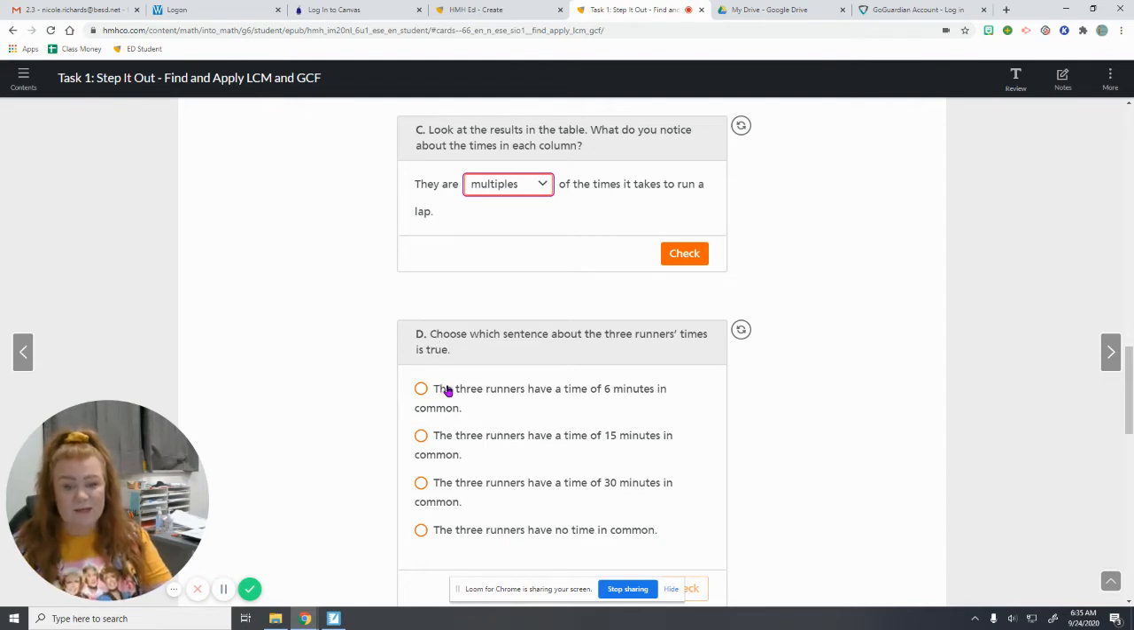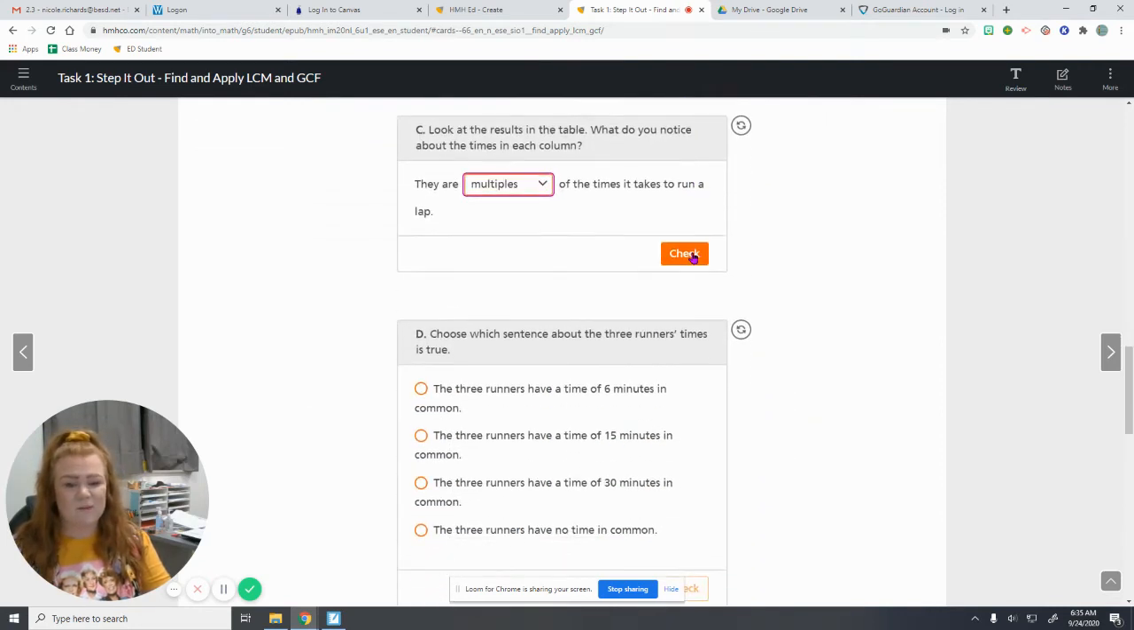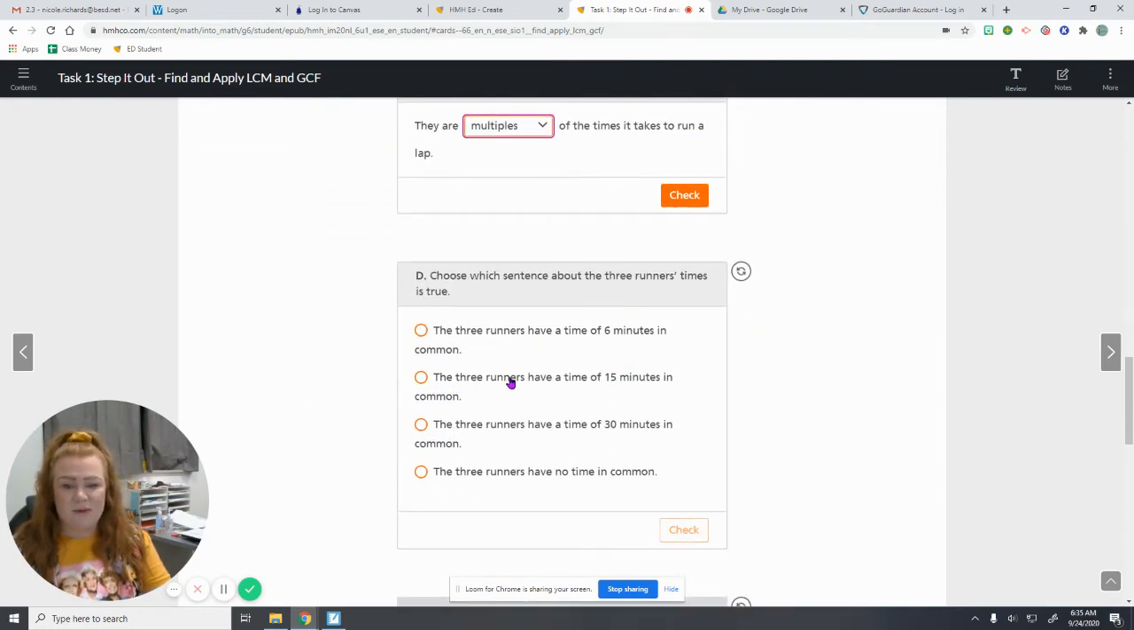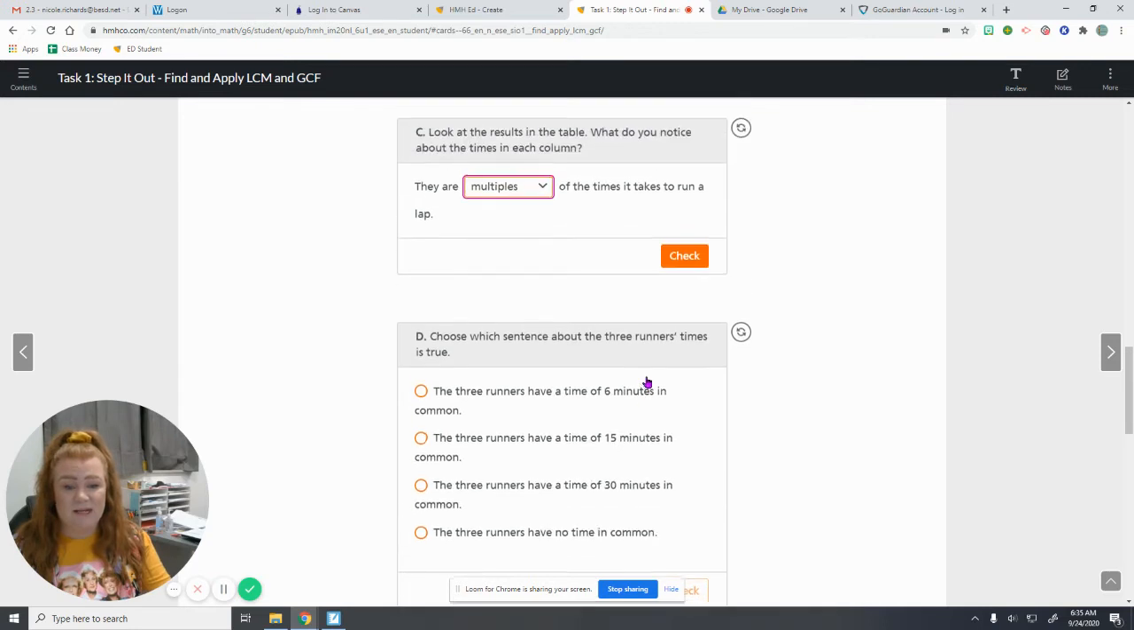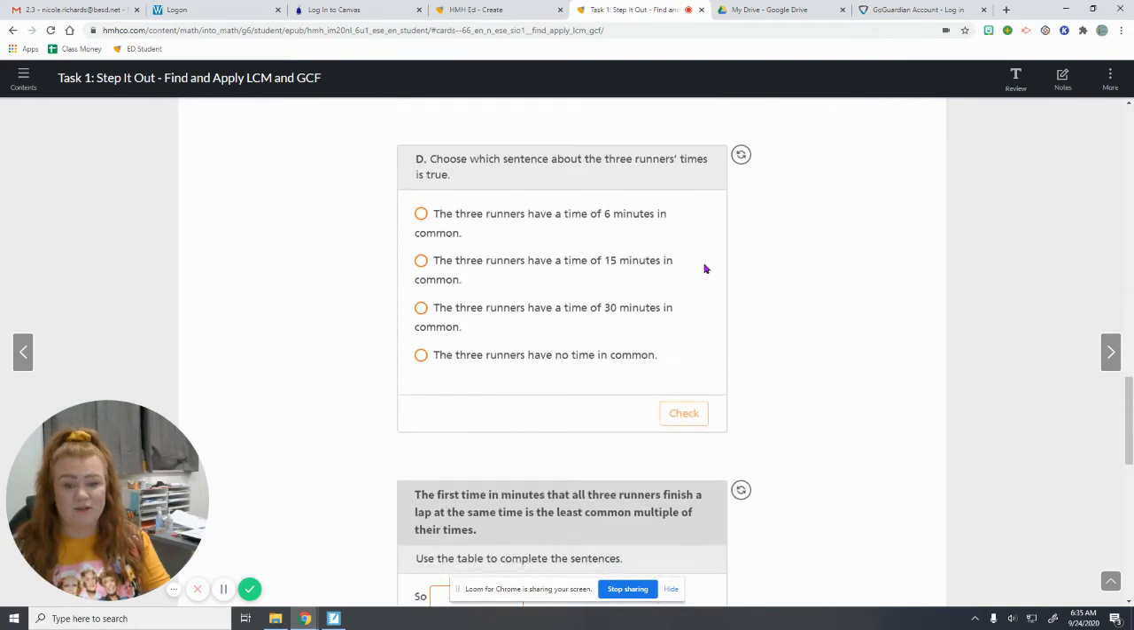So the 3 runners have a time of 6 minutes in common. So this one has a 6, but I know when I count by 5, I don't say 6, and 6 has a 6. So I know the first one's not true. The 3 runners have a time of 15 minutes in common. 3, 6, 9, 12, 15, yes. 5, 10, 15, yes. 6, 12, 18. Nope, that one's not true.